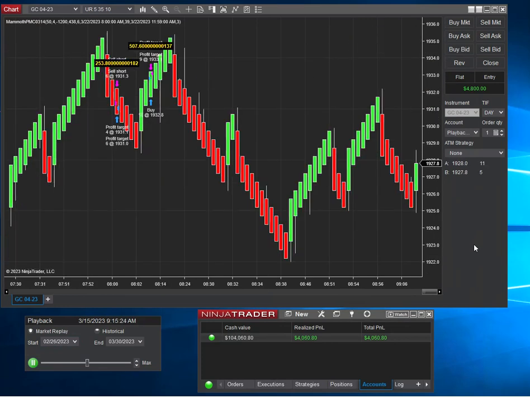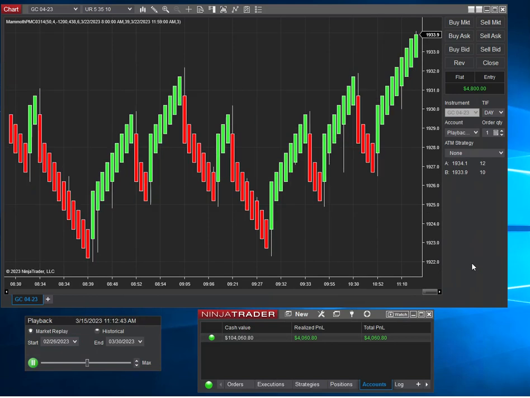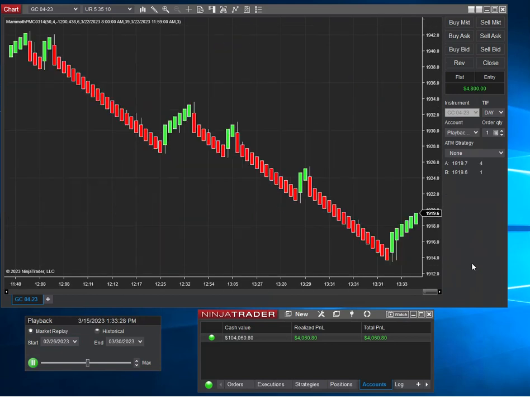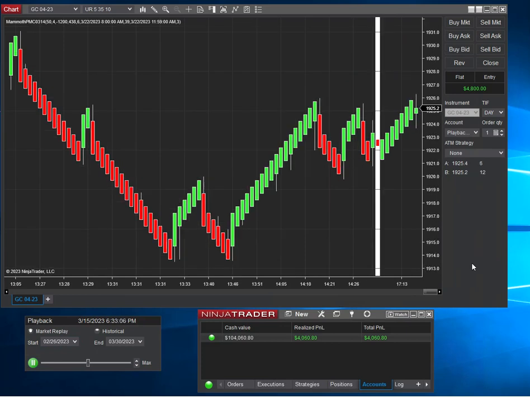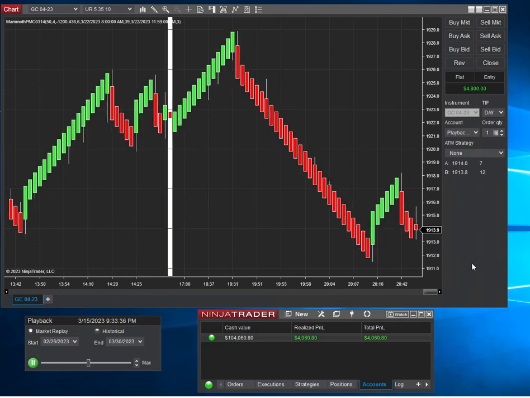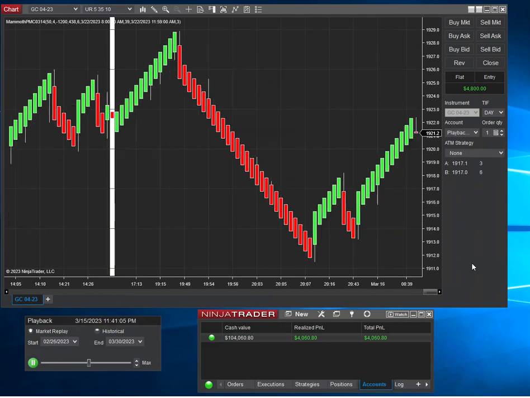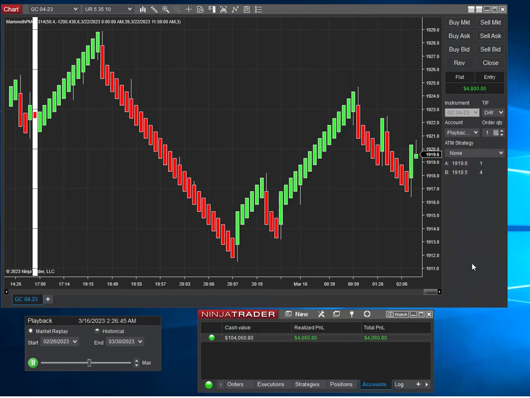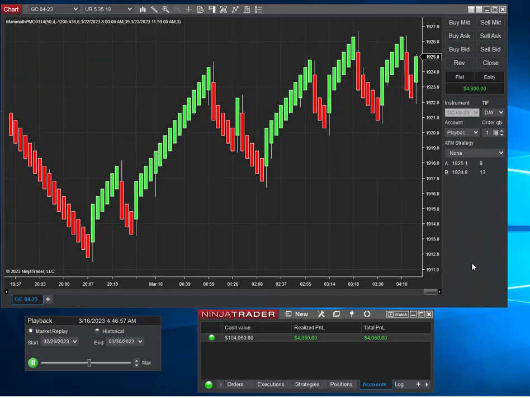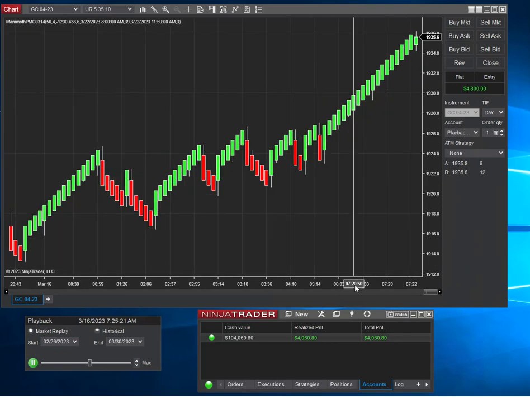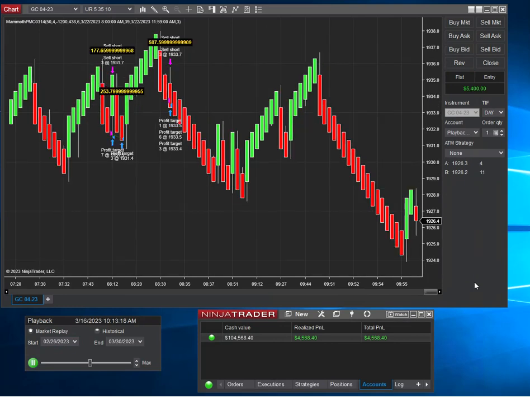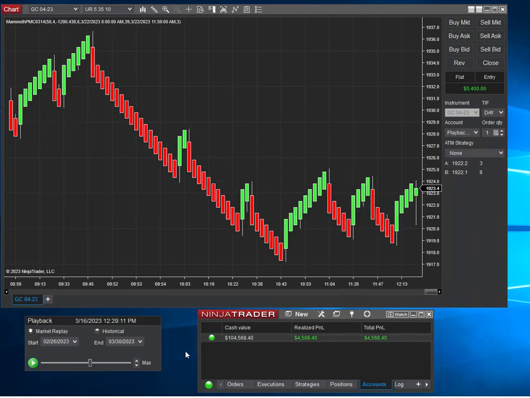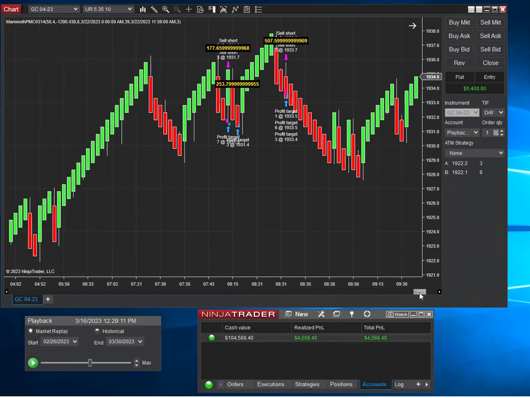Well, Target filled. 2 trades are done for the 15th. It's 5 o'clock in the morning. Target filled. Interesting. Let's stop right here. I didn't see that one. I was trading at the time.